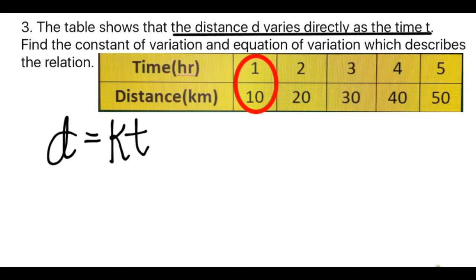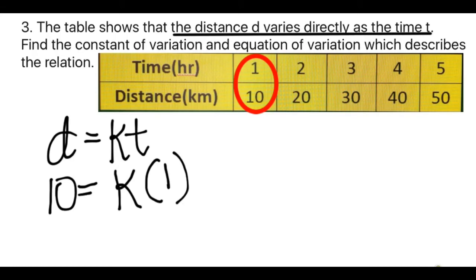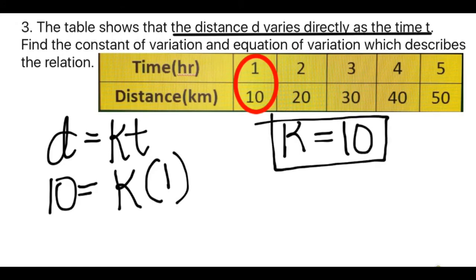Okay lang, kasi same answer pa rin ang lalabas. So, if we have 1 and 10, so yung D, palitan natin ng 10 equals K. And then yung T, palitan natin ng 1. So, we need to multiply 1 and K. So, K times 1, that is still K. So, the value of K is 10. So, our constant of variation is 10. So, since we have the constant of variation, we can now get the equation of variation, which is D equals 10T.